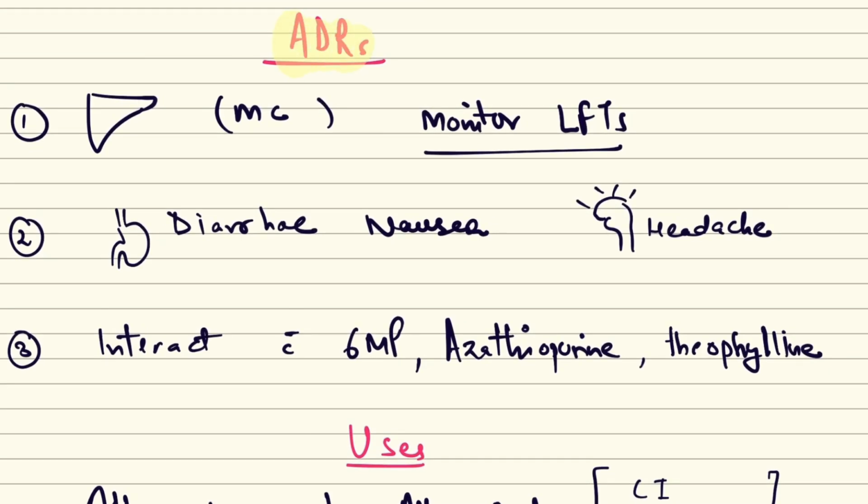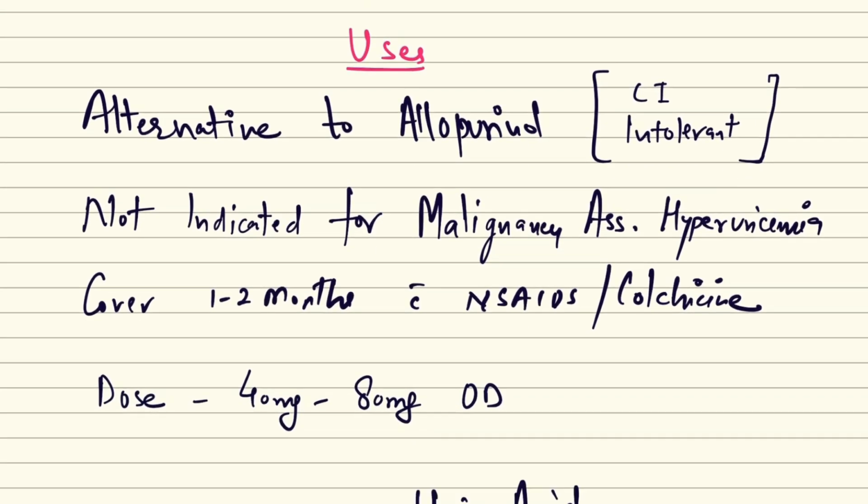About the adverse drug reactions with febuxostat, the most common is liver damage, and you have to monitor liver function tests with its use. Other side effects are diarrhea, nausea, and headache. It is known to interact with drugs like 6-mercaptopurine, azathioprine, and theophylline. So while prescribing febuxostat to these patients, we have to be careful.